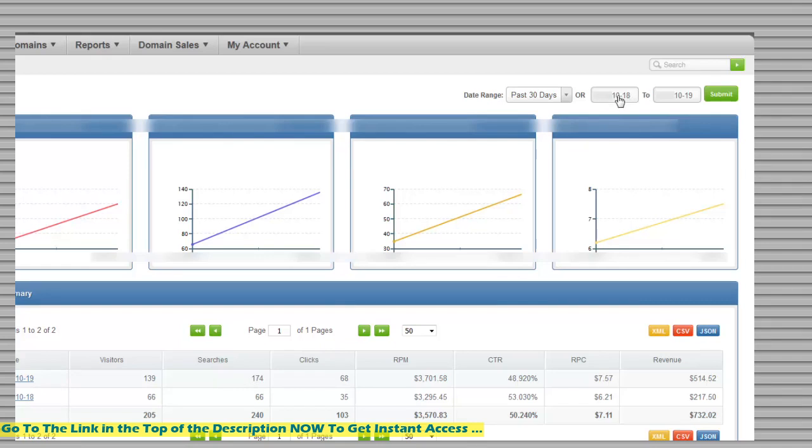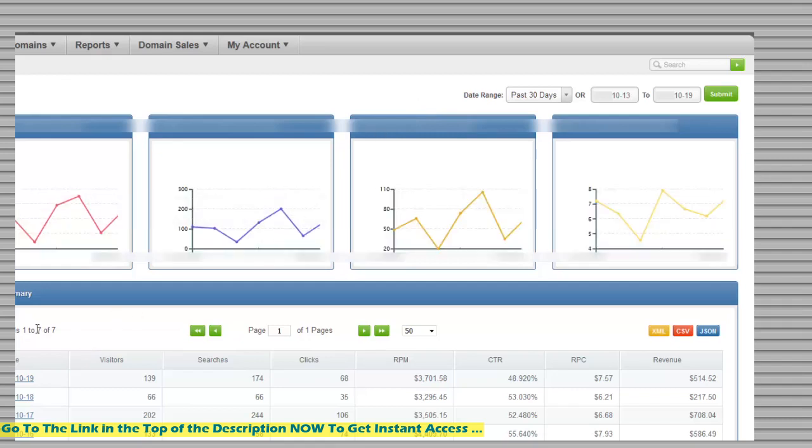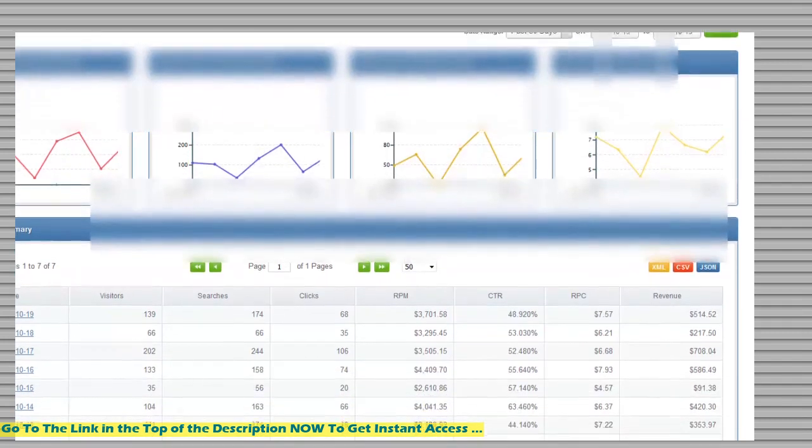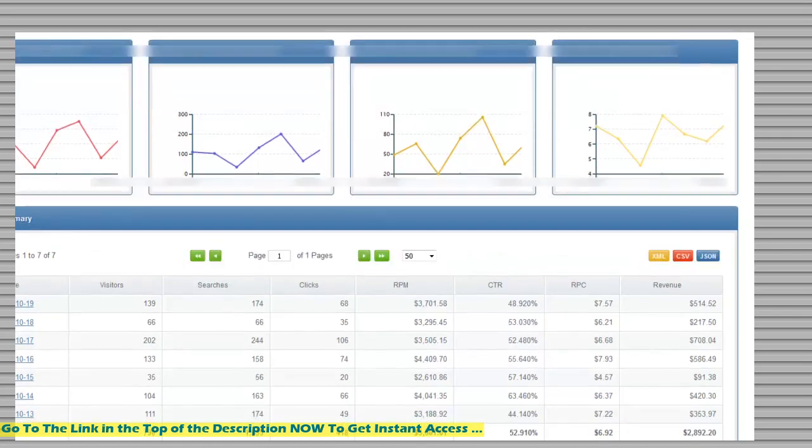So I'm just going to put it back roughly about a week. I'll just put it, we'll go the 13th. I'll just run that. So now we have 7 days here we're viewing. So the past week we are looking at here, and I'll just scroll down to the first day. You can see the total there for the week so far.